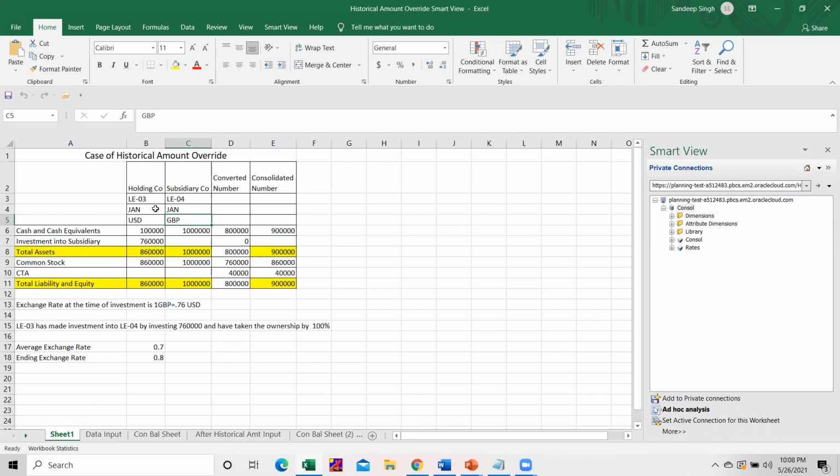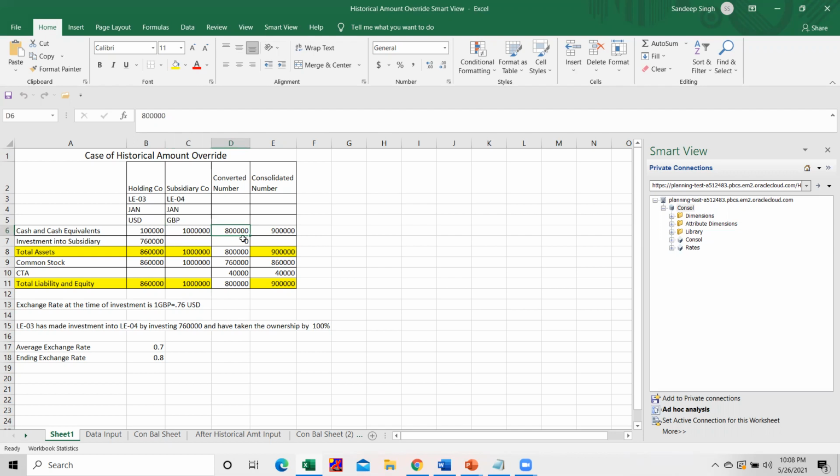So let's see how we can prepare the consolidated balance sheet from the functional point of view. In this case, you are required to convert the subsidiary number into USD. Then only the consolidation statement can be generated. So the first requirement is that we translate this into USD. Therefore, we have converted the subsidiary numbers into USD.